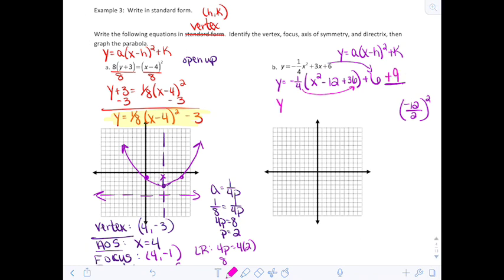Okay, and then when I rewrite my equation, it's y equals negative 1/4 times x minus 6 all squared plus 15. And now it's much easier to get those attributes. For my vertex, I'm going to have 6, 15. My axis of symmetry will be x equals 6. And I'm going to need my focus and my directrix.